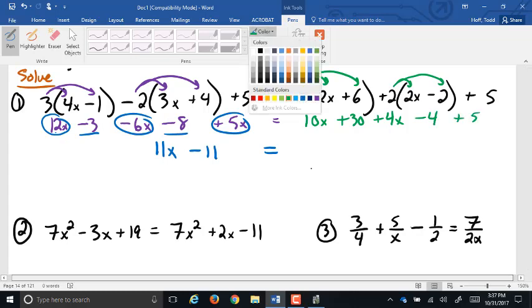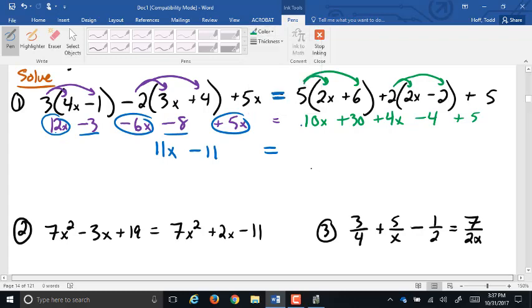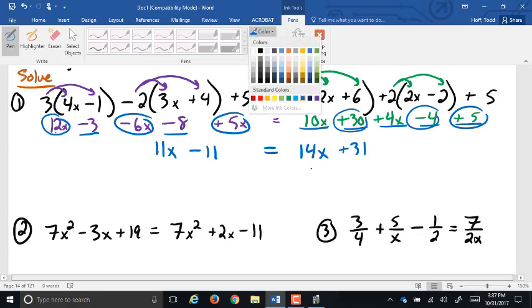What can we combine now? 10x and 4x make 14x. What else? Perfect. So 30 and negative 4 make 26 plus 5 is 31. Then what?